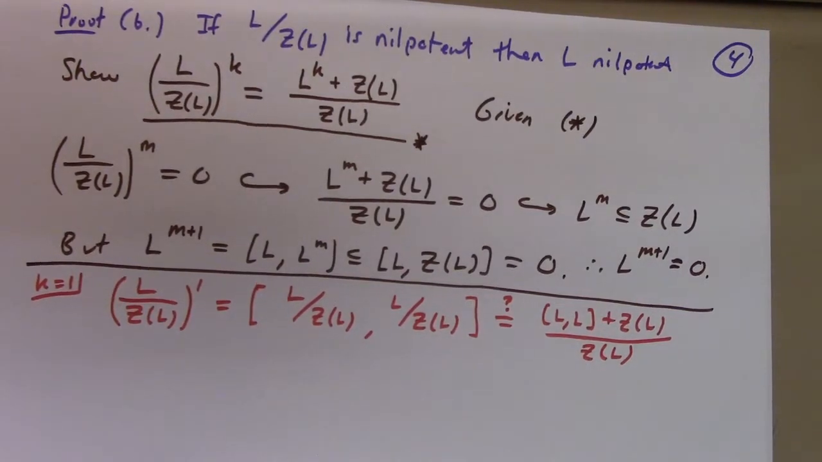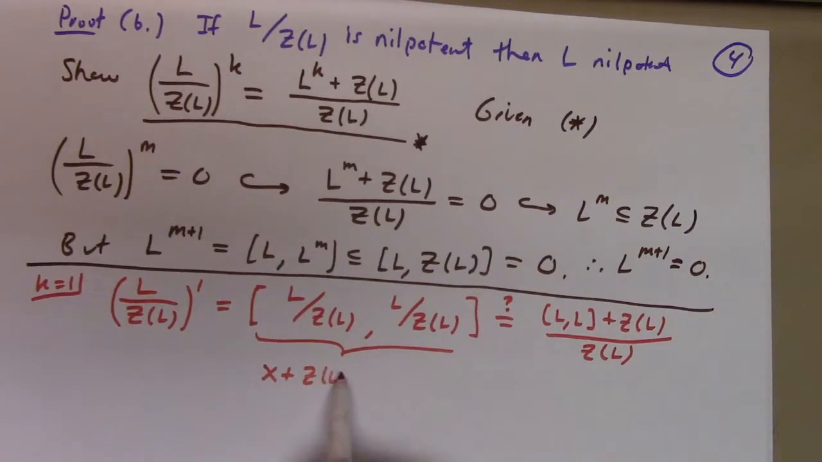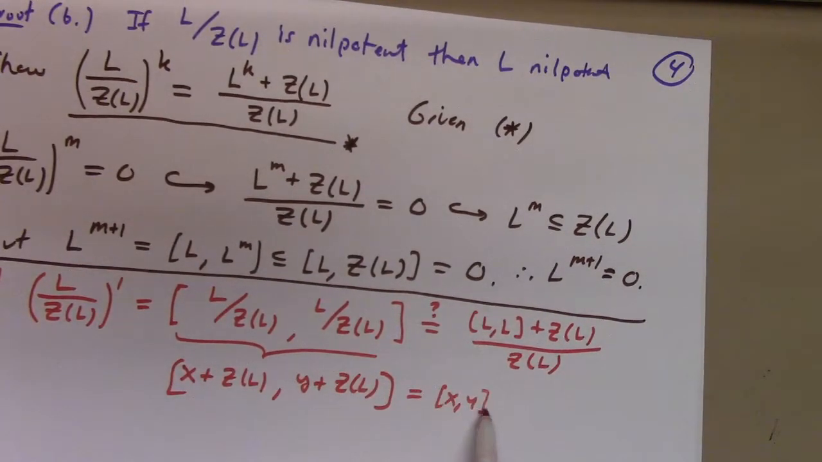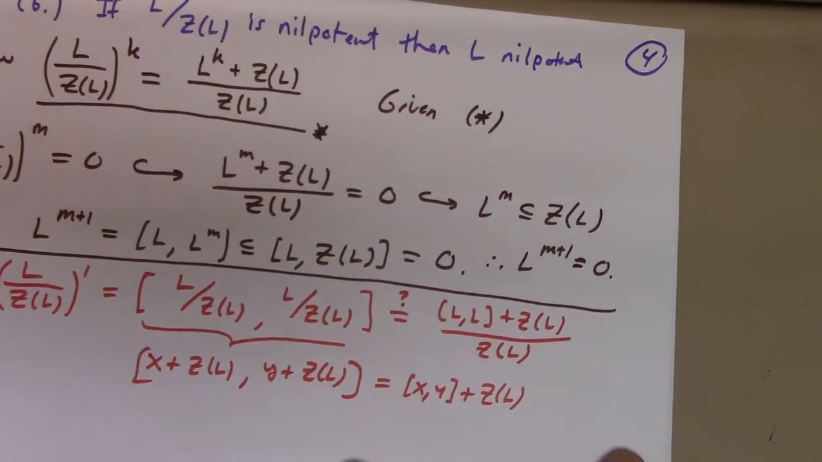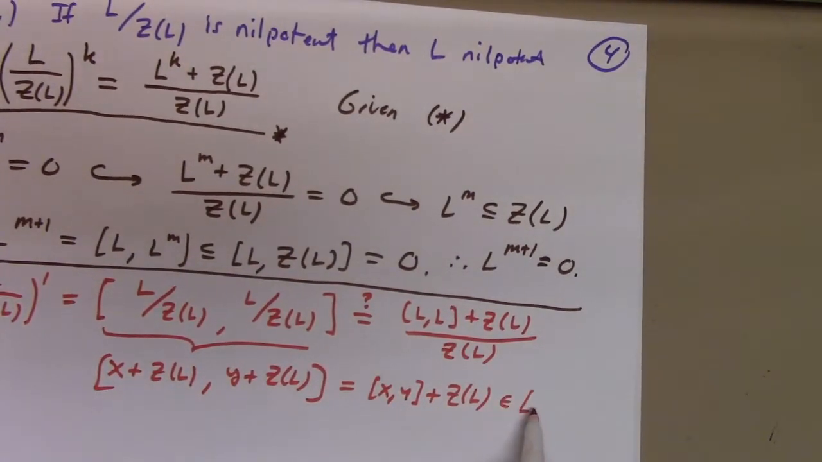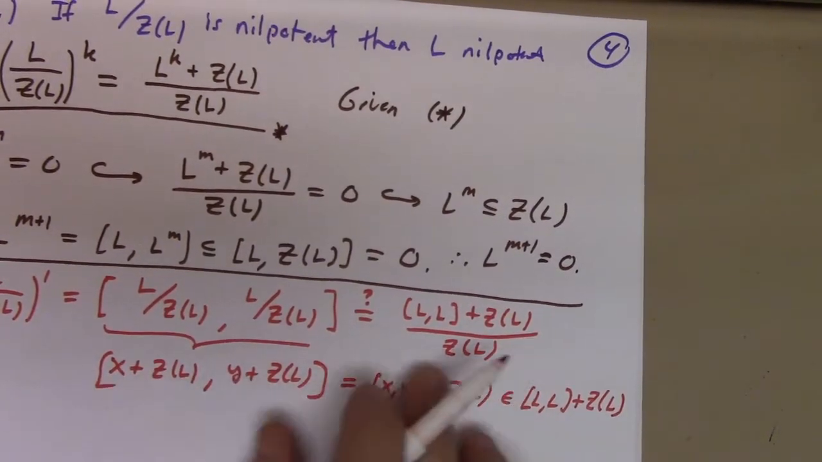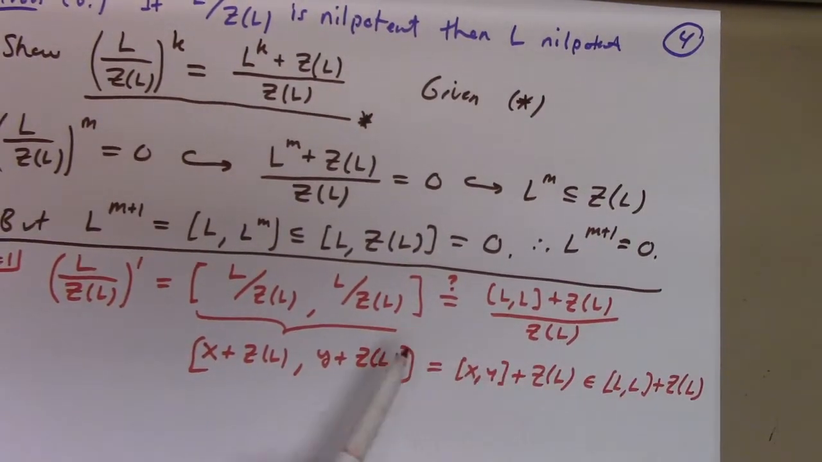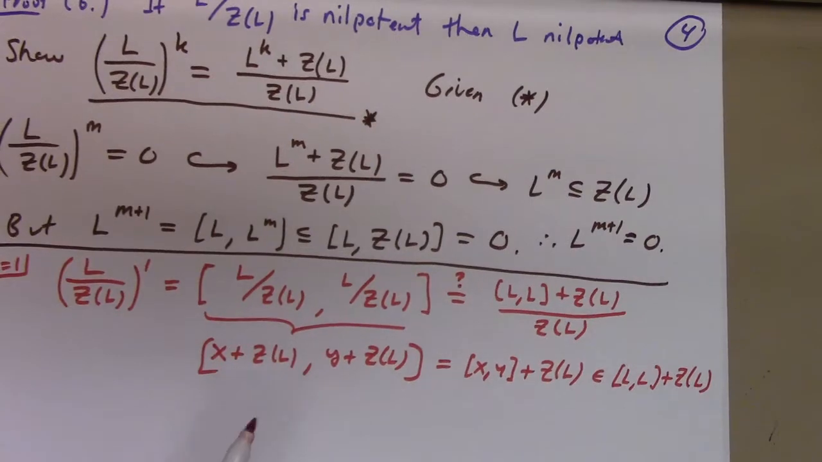I think the answer is essentially just by definition. A typical point in here is something like x plus ZL, y plus ZL. Take the bracket of those, you get something like the bracket of x, y plus ZL, which is exactly something that's in the bracket of L, L plus ZL, and you can go the other way with that too. So these are equal as sets. All right, so that's 1.